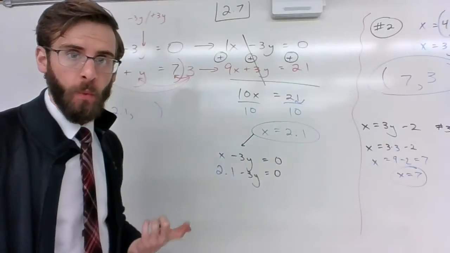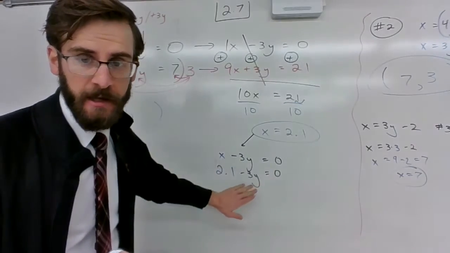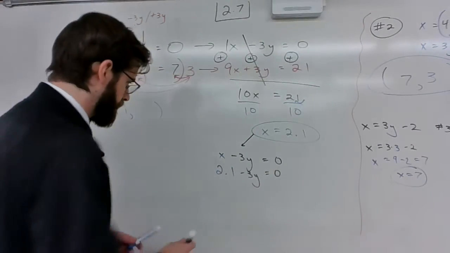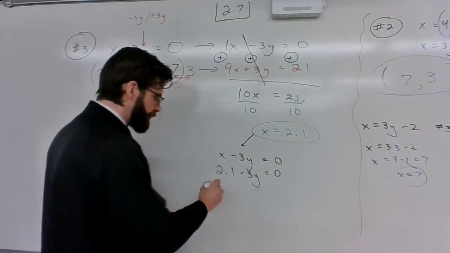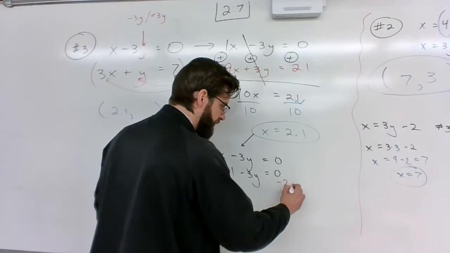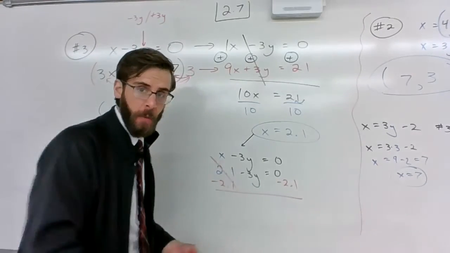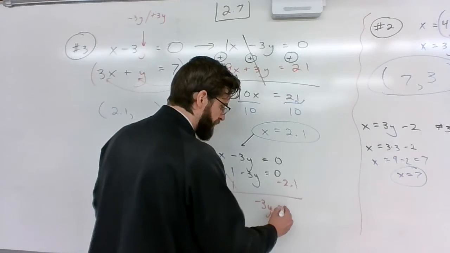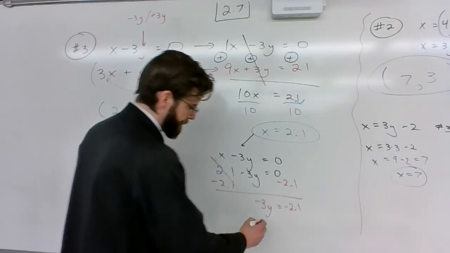So my goal is to get the y by itself, so I need the blue 2.1 to be on the opposite side of the black minus 3y. So I can subtract the 2.1 from both sides. Okay, negative 3y equals negative 2.1. And then divide by negative 3.